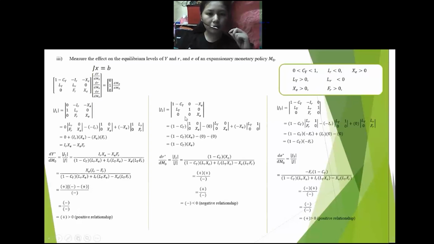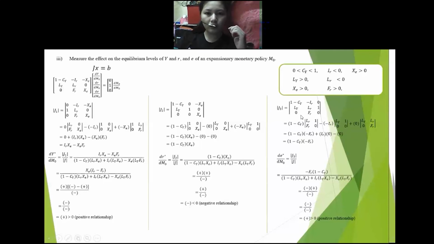And then for this one is to find the R with M now relationship. So we put P into the second column, and then by using the same way, we will get the determinant is 1 minus Cy times XE. Then also the same, find the relationship. We use this determinant divided by the Jacobian determinant, we will get the negative relationship. R with M now is a negative relationship.